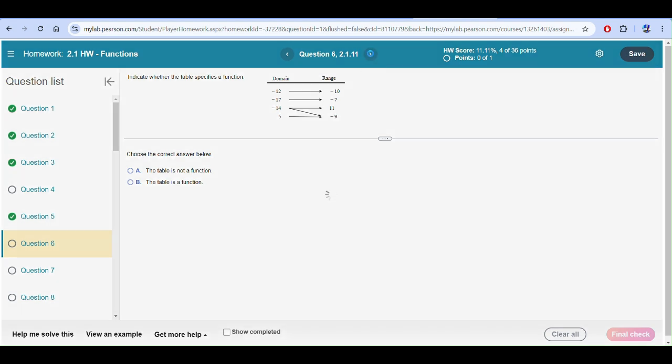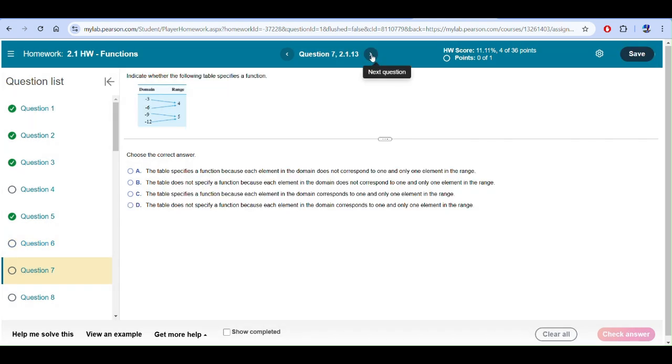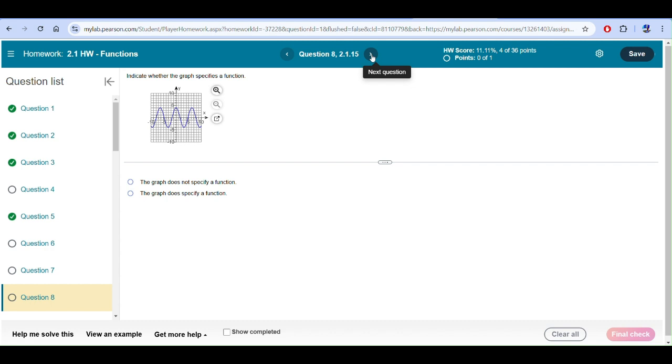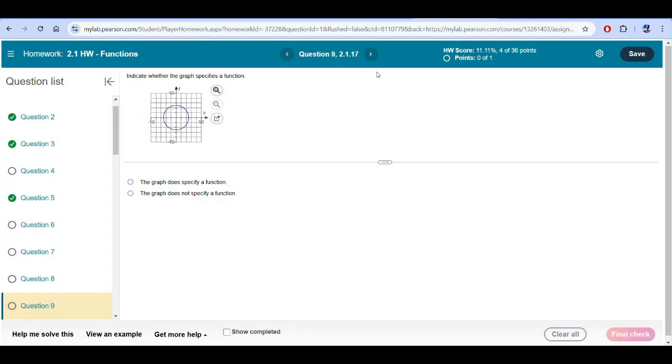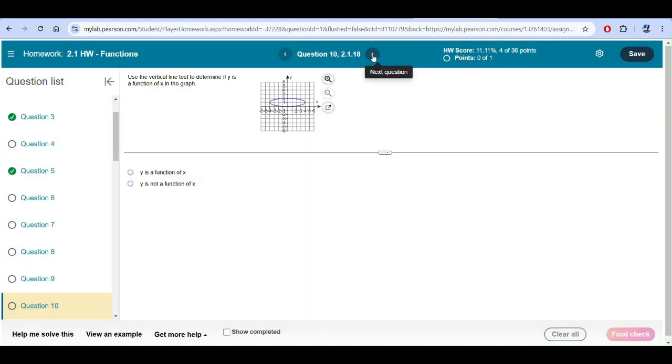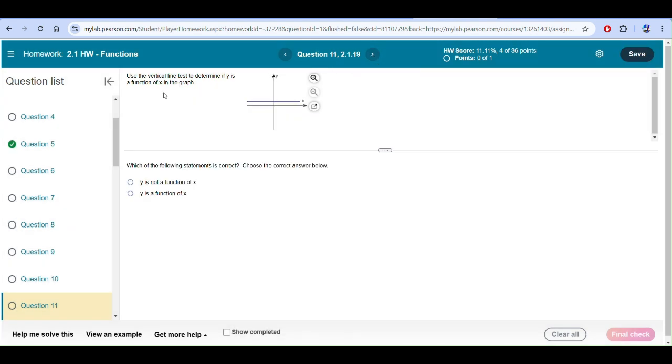Let's take a look at 6. Very similar question. Let's take a look at this bigger. Is this a function? Because it passes the vertical line test, it would be. This one fails the vertical line test, where circles fail, so it would not. This is not a function, it's a circle. This is a horizontal line. A horizontal line does pass the vertical line test.